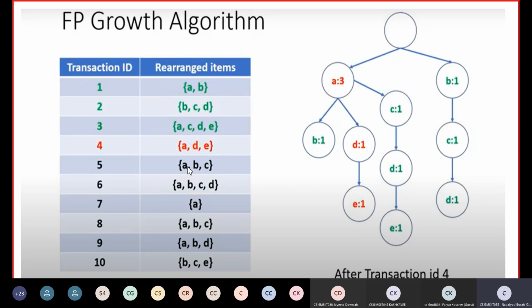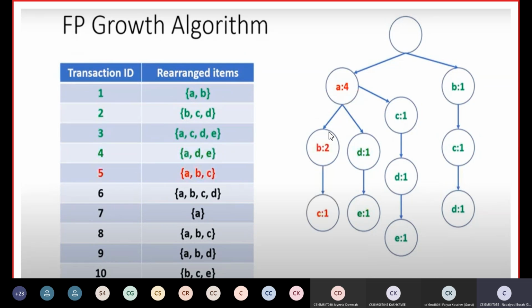So I will use the same one, A, B, C. I will just connect C here because I already have three nodes connecting to A, B. Then again I will use A, B, C, but here I will increase the count: A 4 times, B 2 times, and C coming for the first time in this tree.